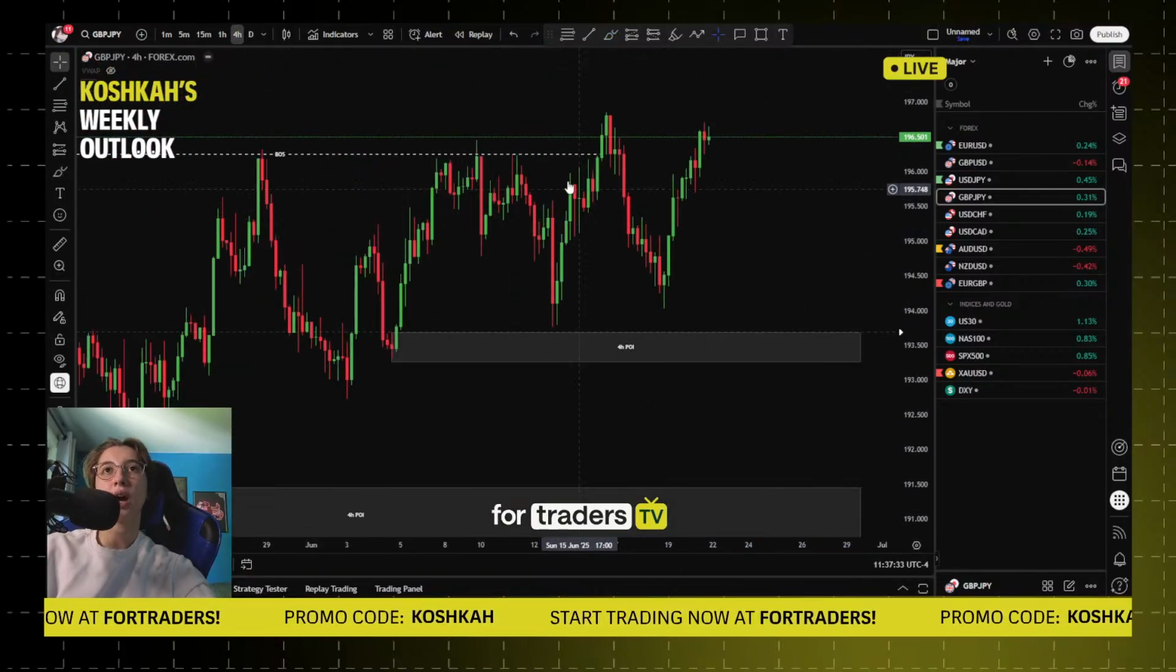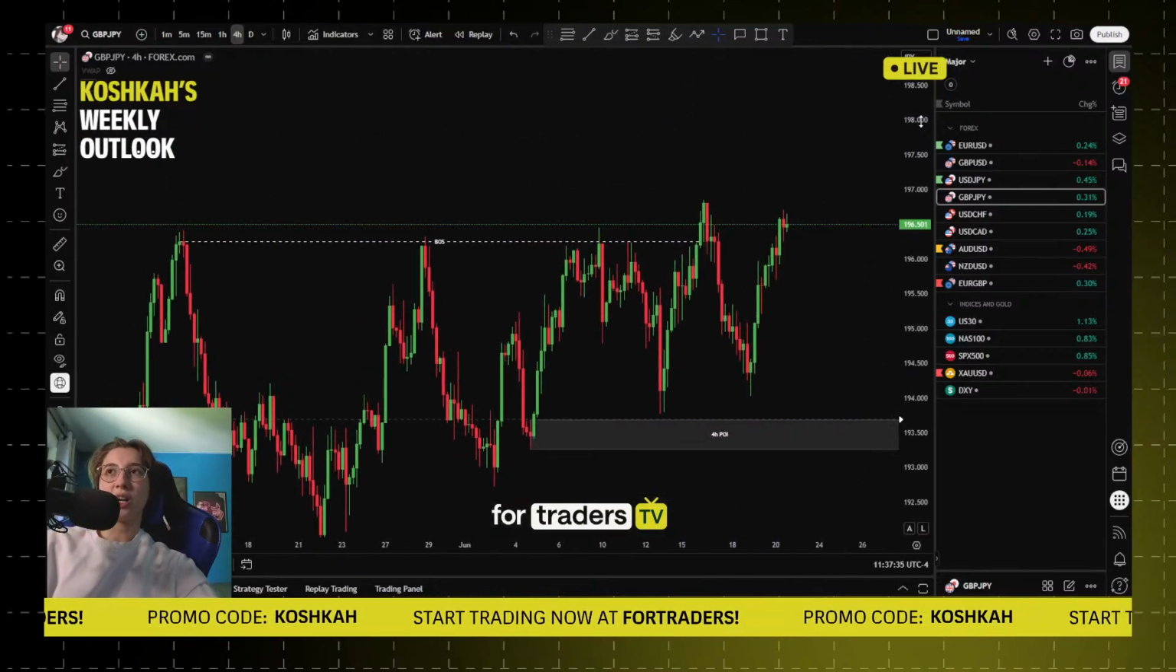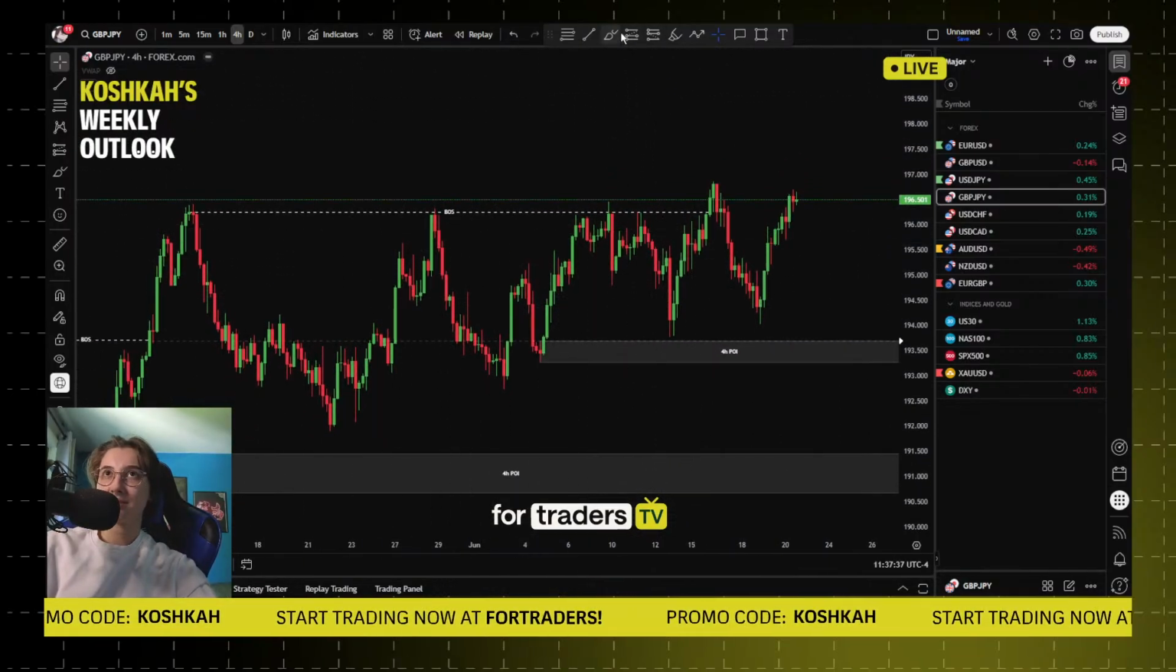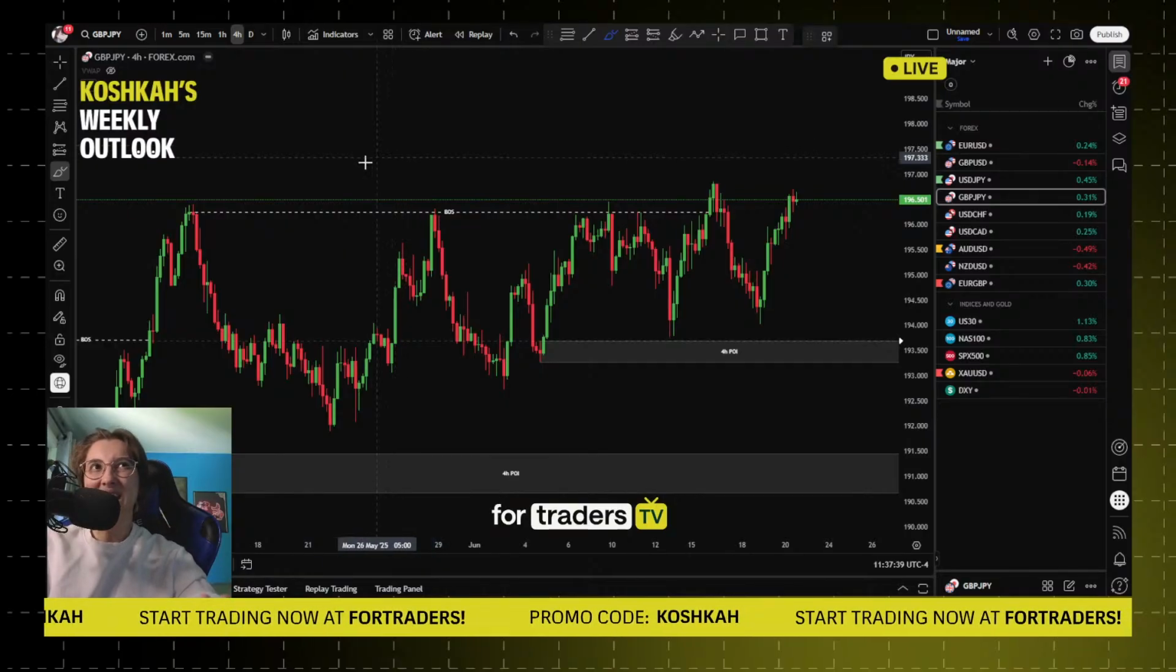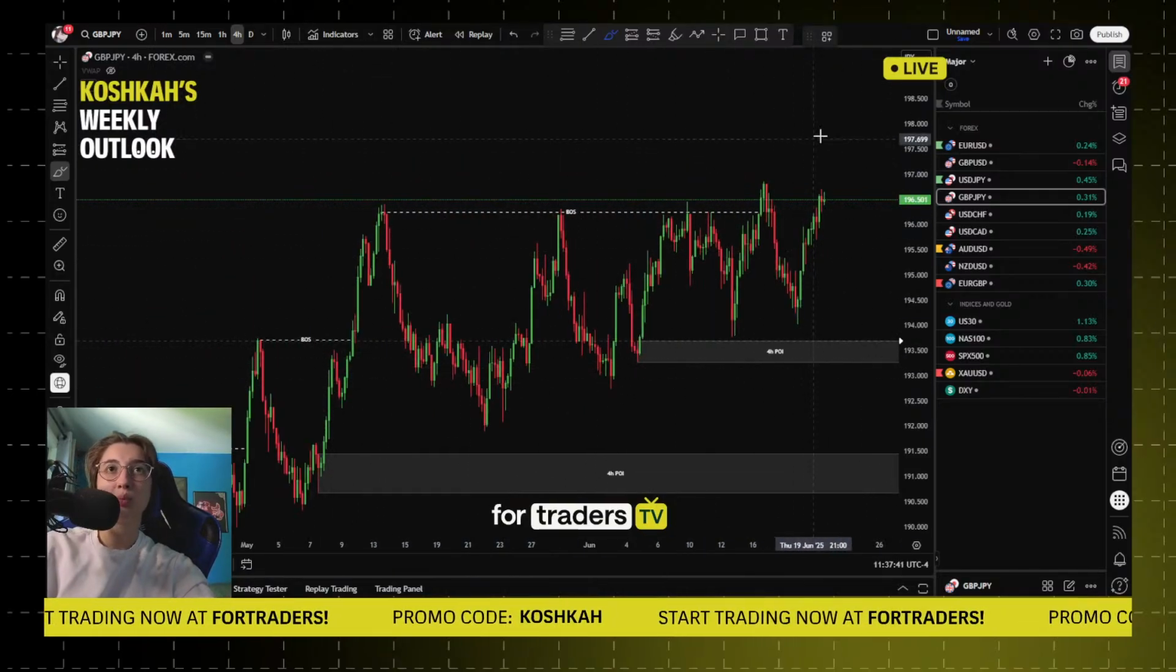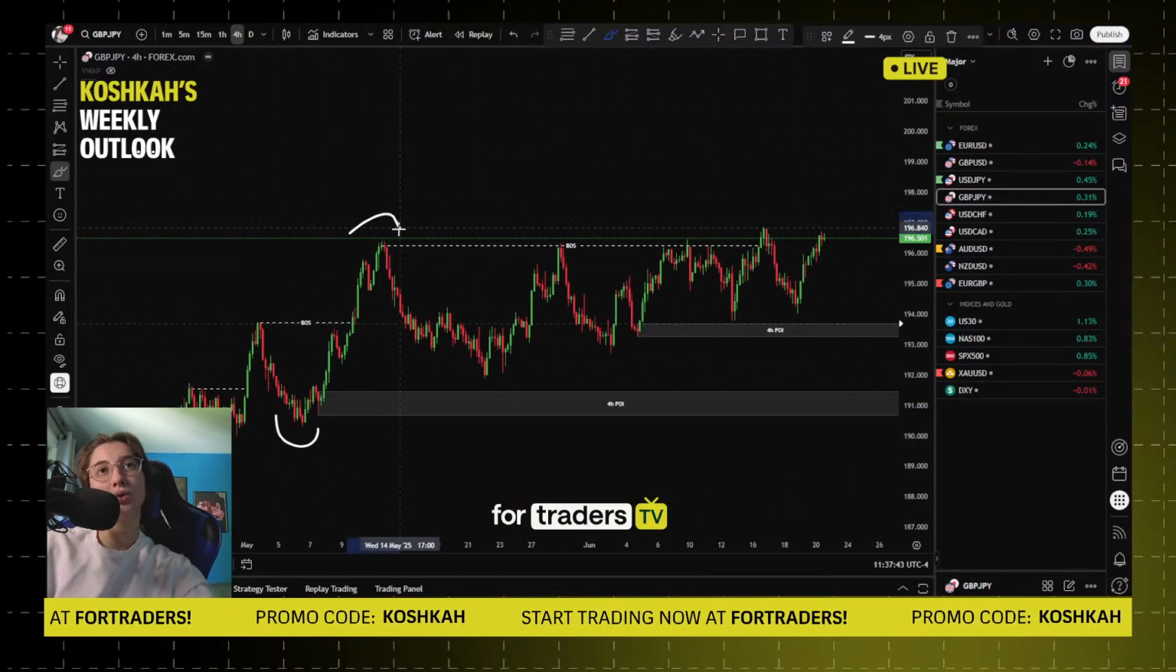Now, if you go to the 4-hour, here, this break of structure is kind of the same one as on the daily, because what happened here is the previous range was from this low to this high.